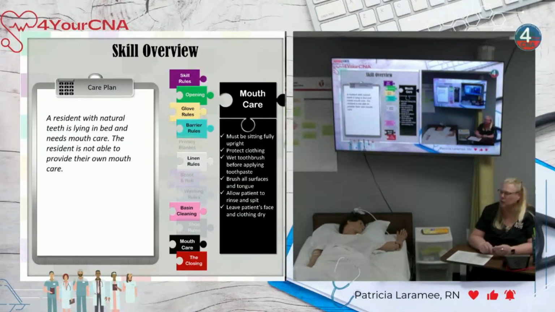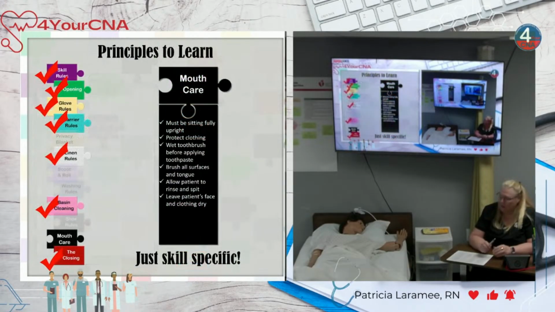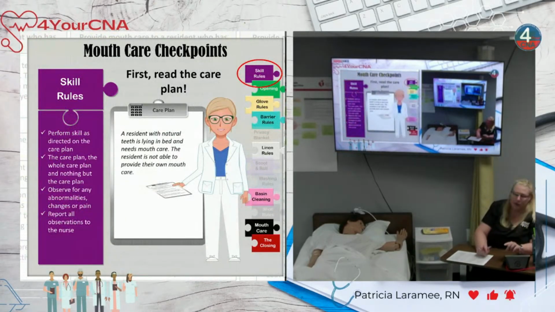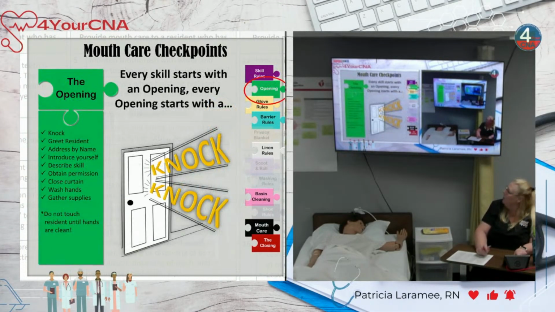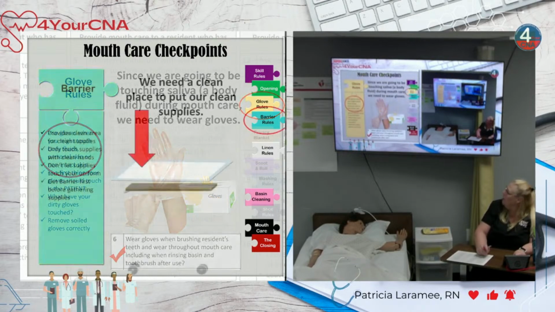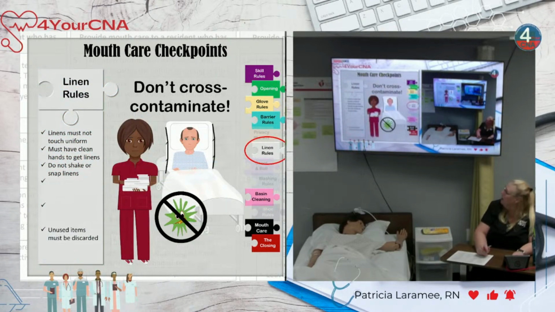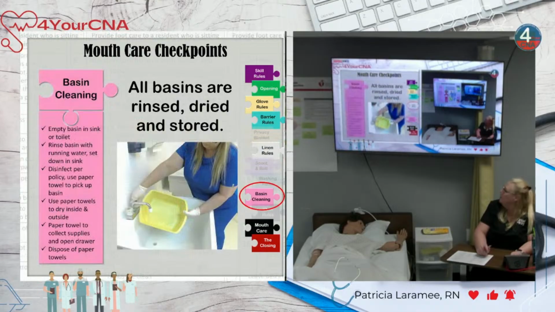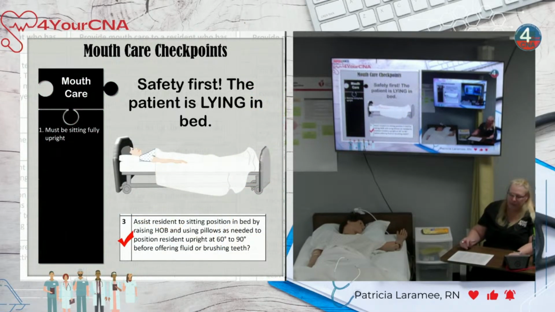We're going to do a good job. Okay? Good? All right, so we know all the principles involved in the skill except for the skill specific. So we're going to go to that. We're going to follow that care plan. We're going to do our opening. We're going to get our gloves. We're going to use our barrier. We're not going to hold the linens against our uniform. We're going to clean our basin the way we clean everything else. But let's get into our skill specific steps here.